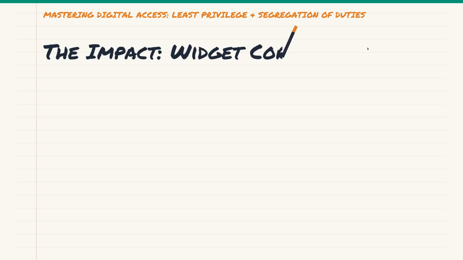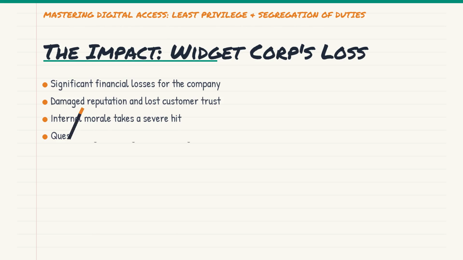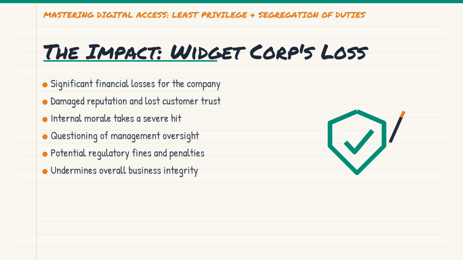The fallout for Widget Corp can be devastating. First, there's the direct financial loss from all those fraudulent payments, which could amount to thousands, even hundreds of thousands of dollars. Then there's the reputational damage if the fraud becomes public, eroding trust with customers and investors. Internally, employee morale can plummet, and management might face questions about their oversight.